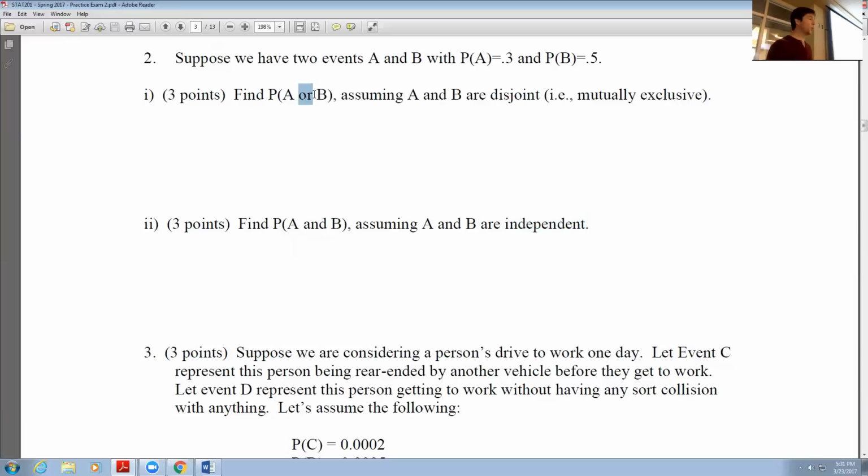Once again, I will say it. The word or relates to addition, and they must be disjoint, i.e. the rule is this: one happens, the other can't. The word and relates to multiplication. All you do is multiply them, and they must be independent, as in knowing one event tells you nothing about the other event. As in, it rained tonight. Did the Knicks win? I don't know. That doesn't tell me anything.